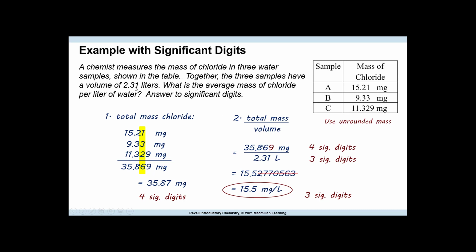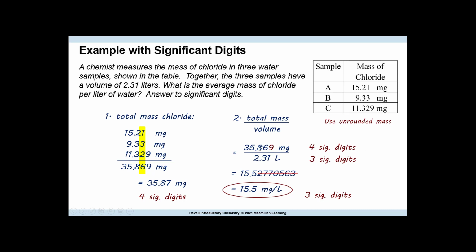The 3 samples have a volume of 2.31 liters. We only have 1 value. That means that everything was taken with the same volume. So we have our 4 digits. The 9 is not included, but we are not rounding it. And then 2.31. Now we have multiplication and division rules. We carry everything over, and we know this is 4 sig figs, this is 3 sig figs.